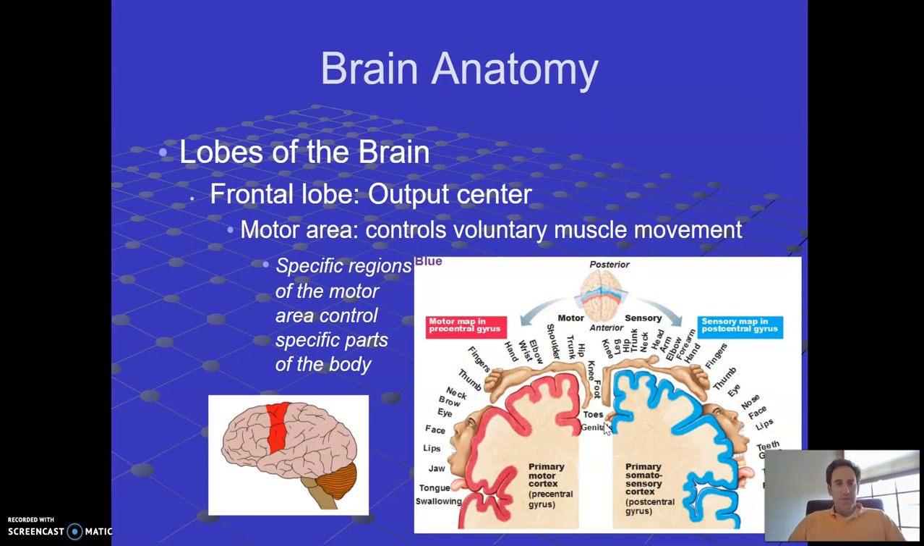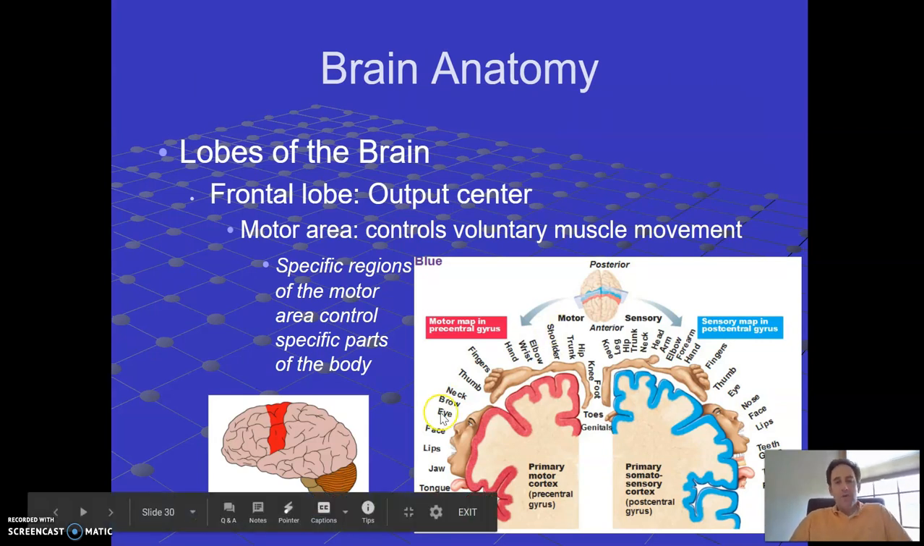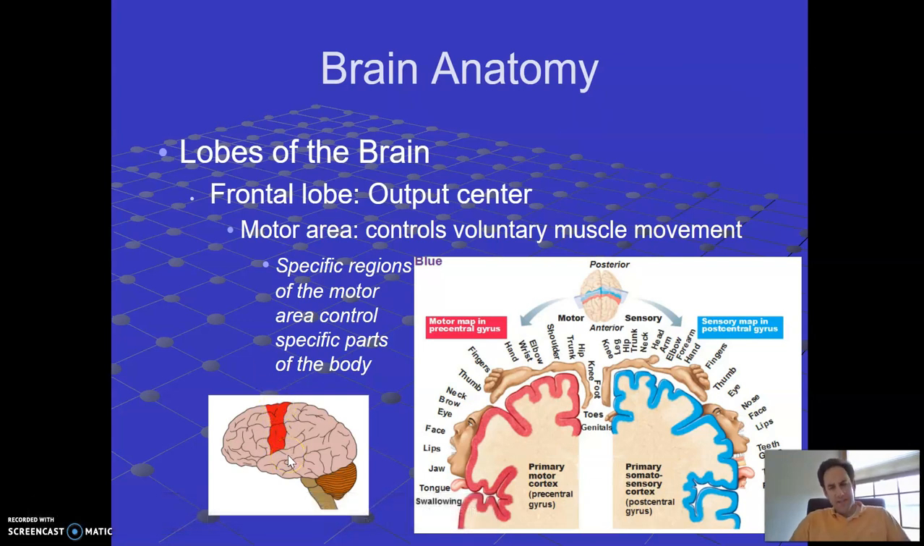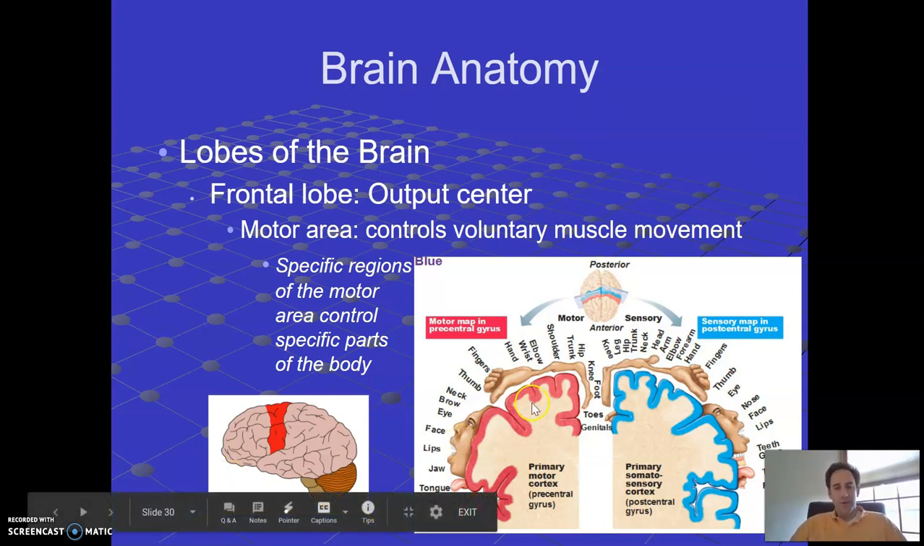Within this frontal lobe, there's another area I want to highlight. It's called the motor area, and its job is to control voluntary muscle movements. It's at the very back of the frontal lobe, or the posterior side. And again, that should make sense because most motor movement is an output, right? So if I'm doing this, it's an output. What's interesting about this motor area is that specific parts of it control specific parts of the body. So this part of the brain is responsible for moving the hands and the fingers and the thumb, this part, the lips and things like that.